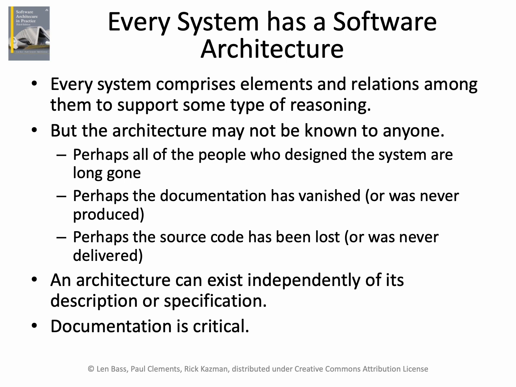But the architecture may not be known to anyone. Perhaps all of the people who designed the system are long gone. Perhaps the documentation has vanished or was never produced. Perhaps the source code has been lost or was never delivered. An architecture can exist independently of its description or specification. Documentation is critical.